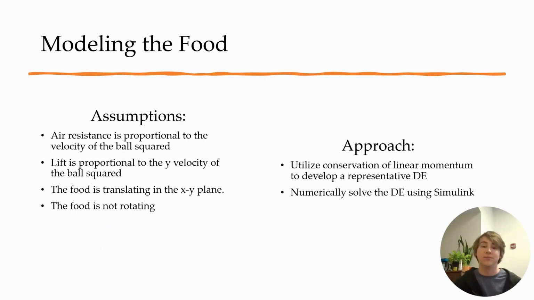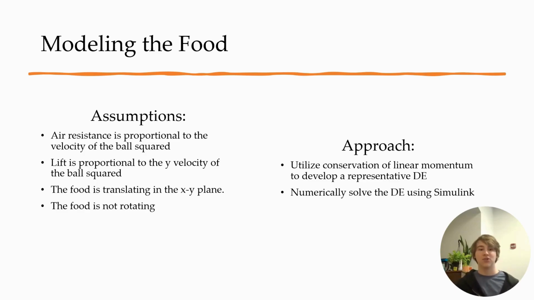We broke this problem into two major systems, the food and the dog system. To start this, I'm going to talk about our modeling process for the food. Our first major assumption is that we assumed air resistance is proportional to the velocity of the ball squared. This is a fair assumption, and you'll see it pop up a lot in aerospace applications. Similarly, we also assumed that lift is proportional to the y velocity of the ball squared.